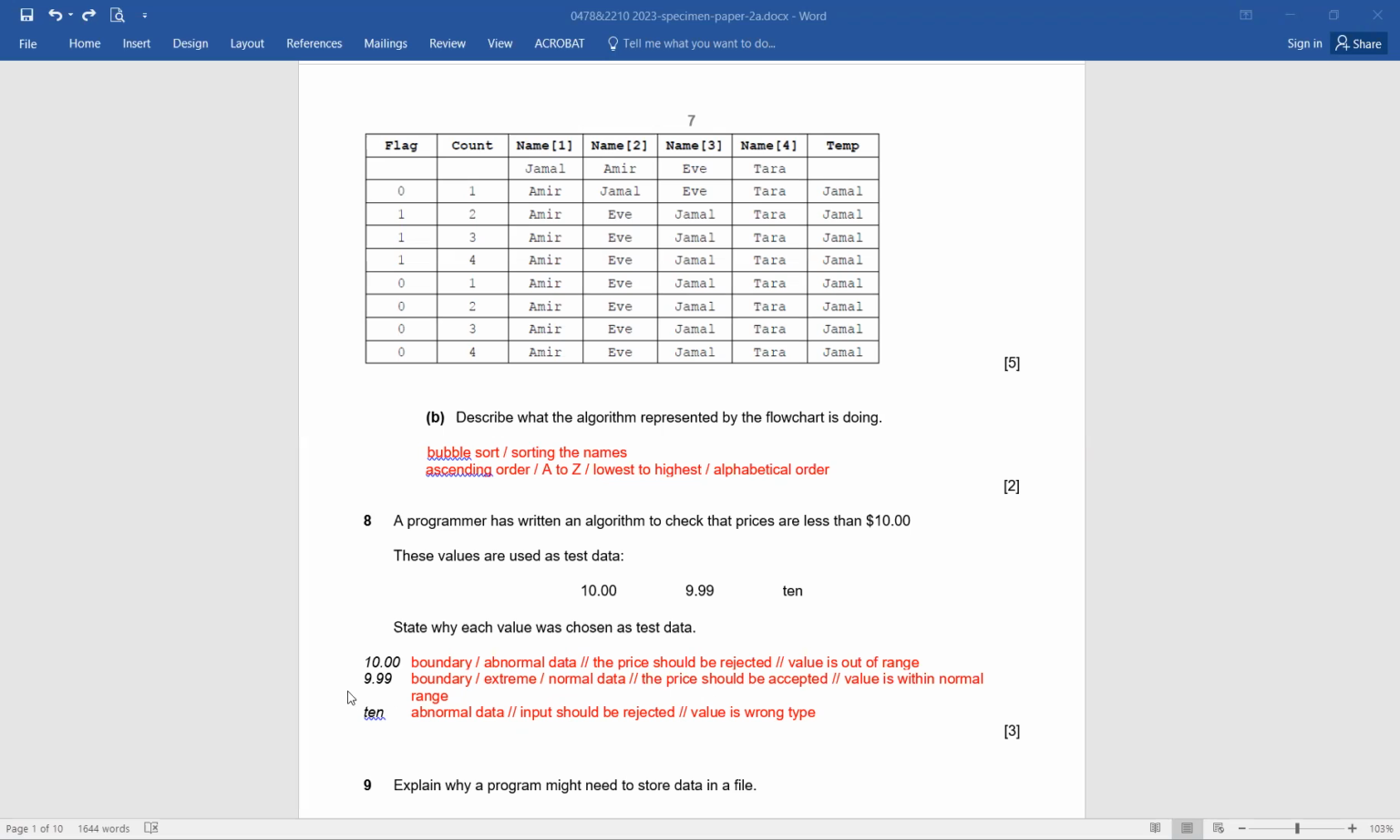But TEN definitely is abnormal. Why abnormal? Who can answer? Anyone who can say why is it treated as abnormal? Yes, that's great. It is the wrong data type, because TEN should not be accepted by the program. By the way, what is the data type? Looking at this, price, what do you think? Looking at this data, what do you think should be the data type for price?